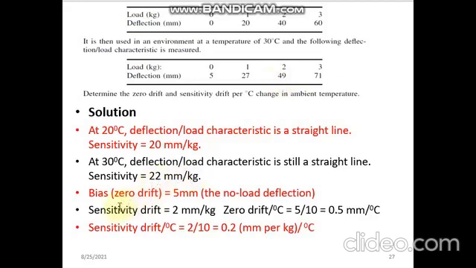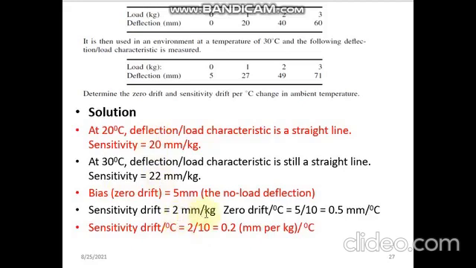Now, the zero bias drift is 5 millimeter, the one that we have here. Even before we attach any load, we have 5 millimeter. That is the no load deflection. Then the sensitivity drift, the one that is created when the temperature changes to 30 degrees Celsius, is the difference between this and this. That is 22 minus 20, which will give us 2 millimeter per kilogram.